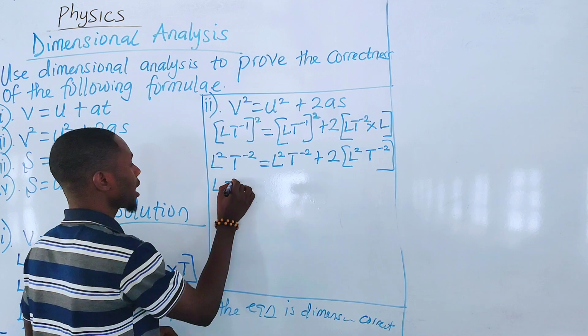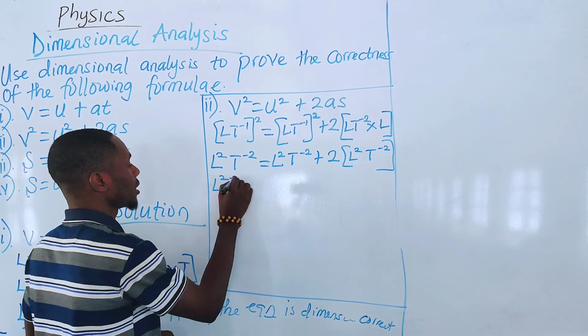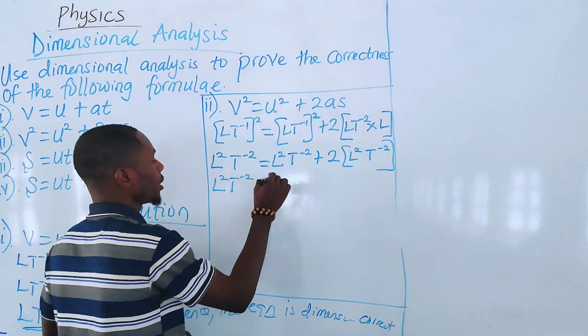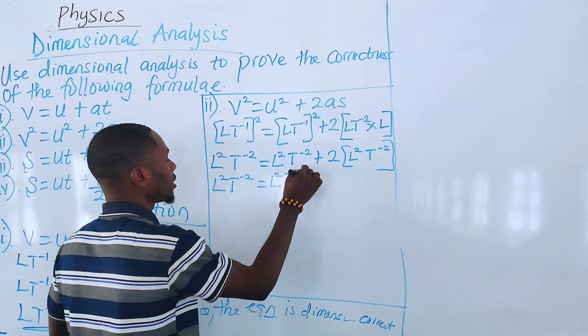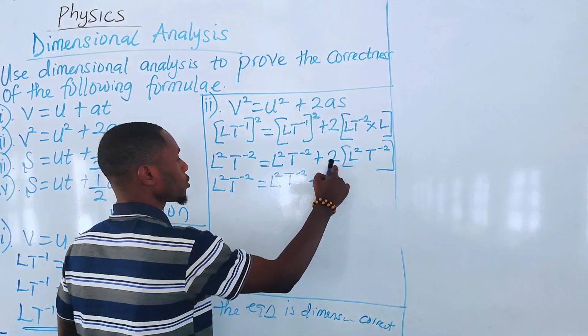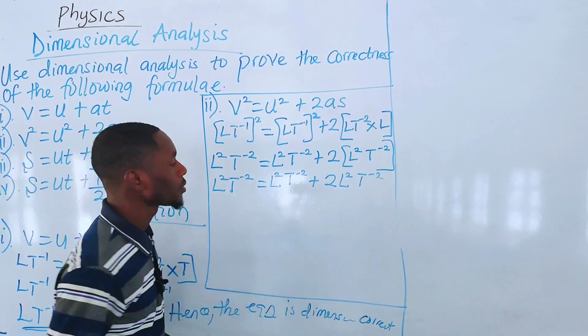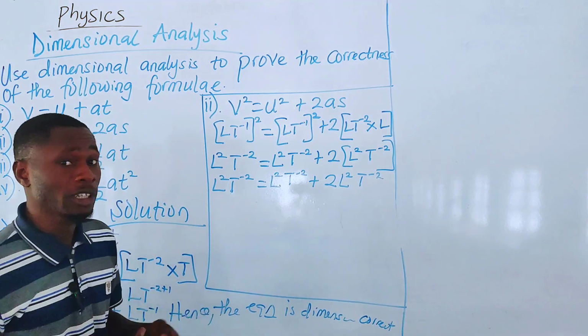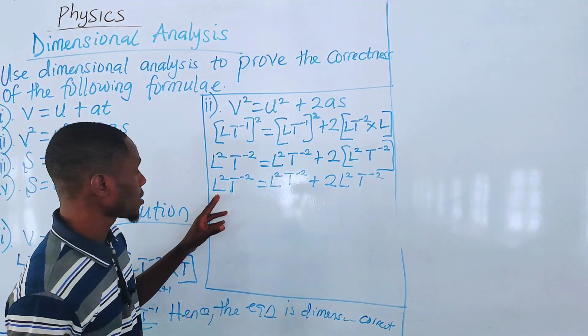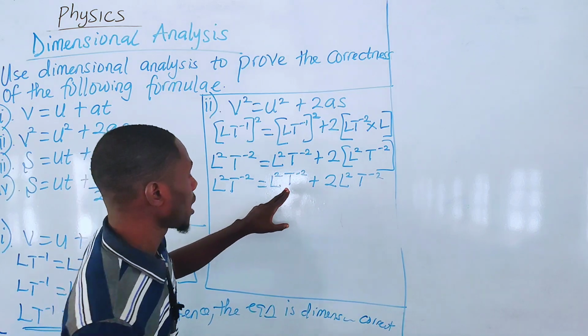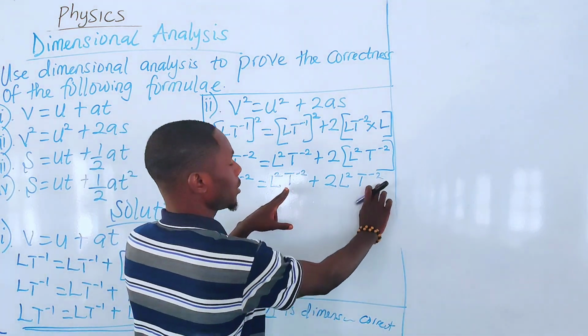So, giving us L squared, t power minus 2 is equal to L squared, t power minus 2, plus 2 into L squared, t power minus 2. So let's check, is it dimensionally correct? This is the same thing with this, and it's also the same thing with this.